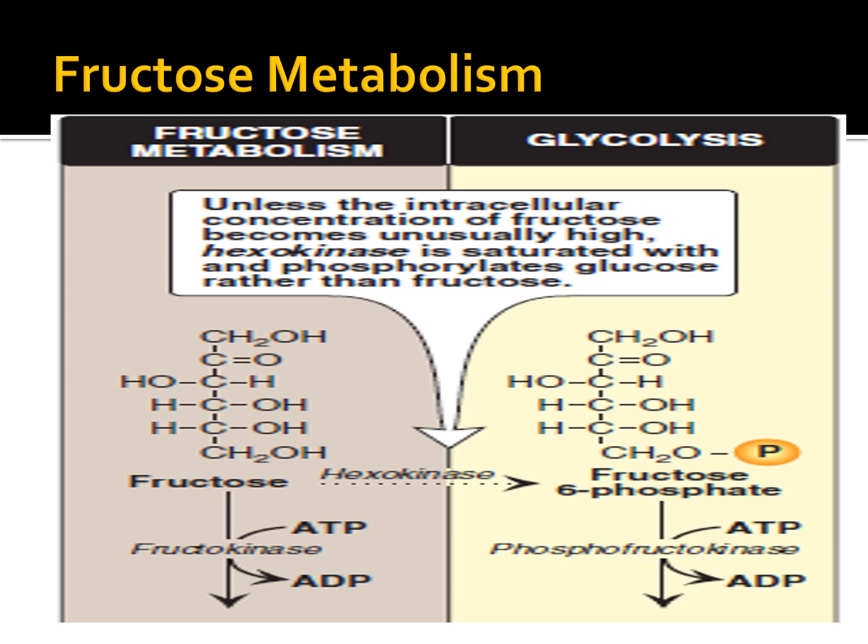Your fructose metabolism, studied along with your glycolysis, is a secondary pathway because unless your intracellular concentration of fructose becomes unusually high, hexokinase is saturated with and phosphorylates glucose rather than fructose. So your hexokinase has a preferential treatment to your glucose in your glycolysis. However, if there is oversaturation, only then would it activate your fructose metabolism.